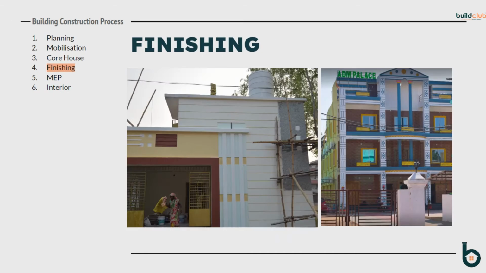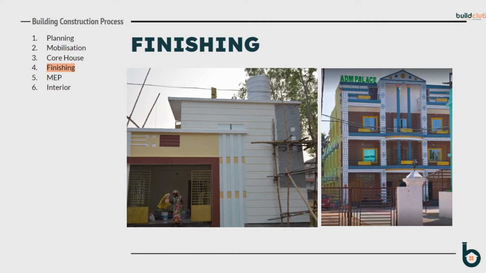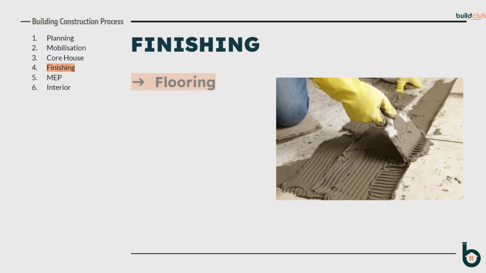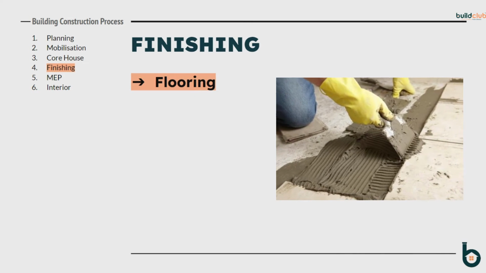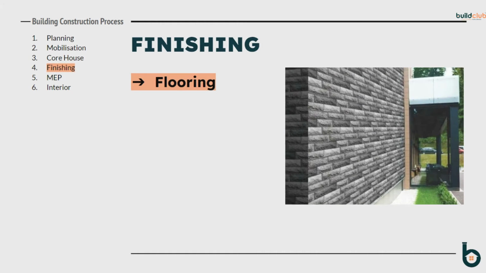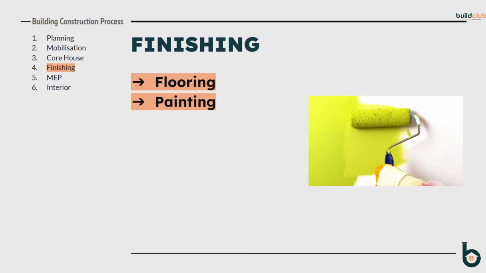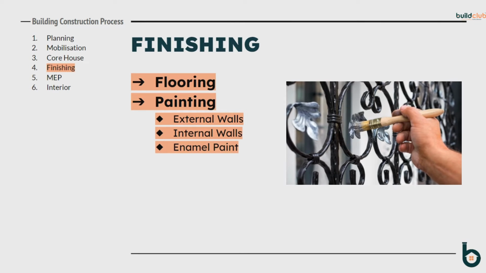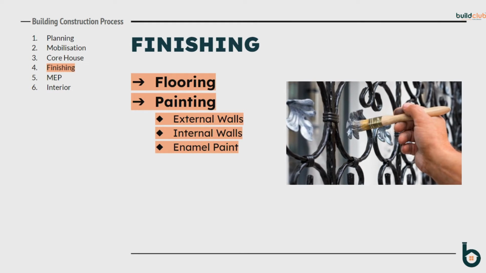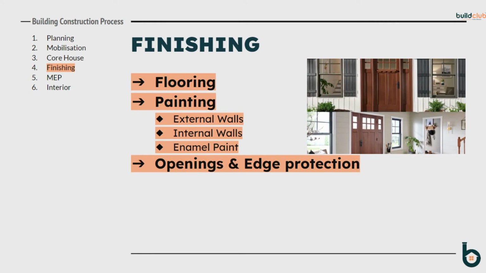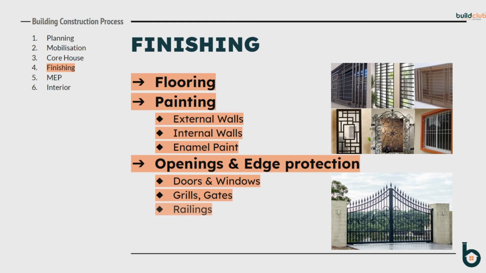phase. Fourth phase is finishing, and it plays a quite important role in getting an aesthetic look to the building. First activity in the line is flooring, which includes sub-activities like bathroom wall tiles, skirting, exterior wall tiles if any. Second in the line is painting, which includes sub-activities such as painting of external and internal walls and enamel painting of mild steel items like grills, gates and railings. Third in the line is openings and edge protection, that basically includes doors and windows, grills, gates and railings.